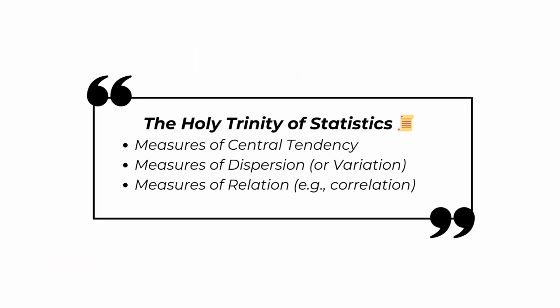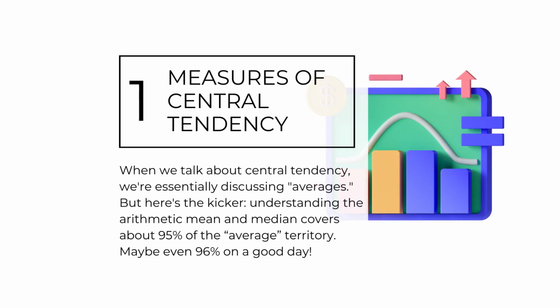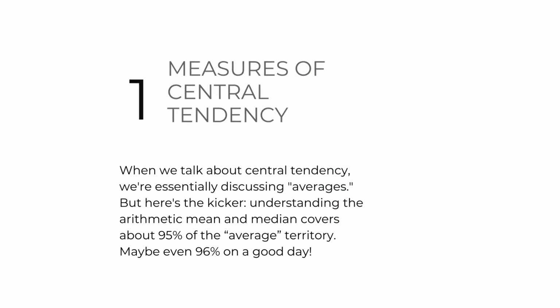The key to teaching Stats 101 is understanding that all of statistics rests on three pillars: measures of central tendency, measures of dispersion, and measures of relation. Measures of central tendency are just averages, the arithmetic mean and the median primarily. Honestly, if you understand the mean and the median, you know 95%, maybe more, of what you need to know about measures of central tendency.